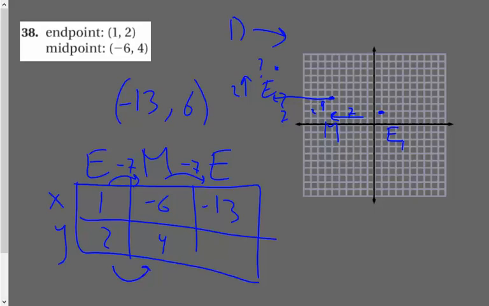To get from 2 to 4, you add 2. So to go from 4 to your next point, you're going to add 2. That puts you at 6. Negative 13, 6 is your answer. So those are nice. It's a nice, quick, simple way to do these where you're looking for the other endpoint.